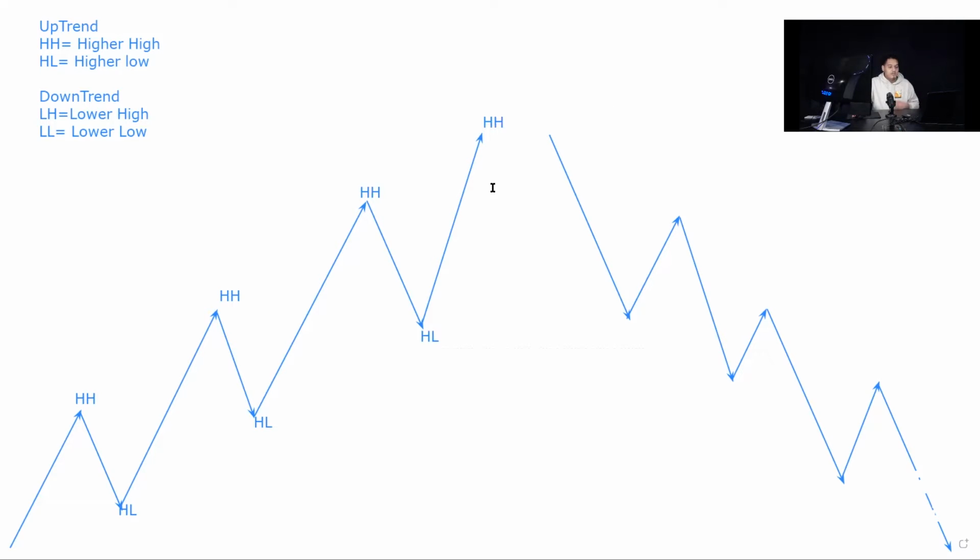Okay, and now to identify a downtrend, downtrends are made of sequences of lower highs and lower lows. Lower highs and lower lows. Just like the uptrend, these are labeled lower highs and lower lows simply because this lower high point is lower than the previous high point, right? This low point is lower than the previous low point, okay? Lower high.